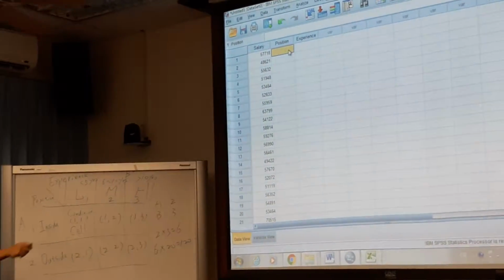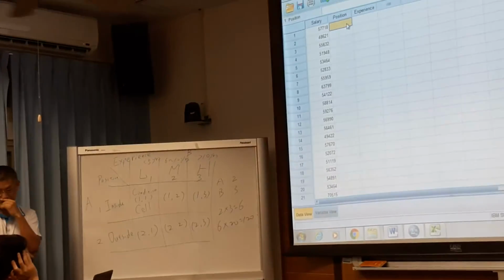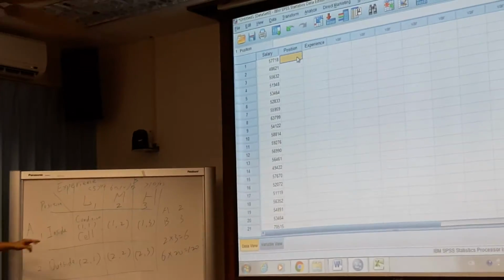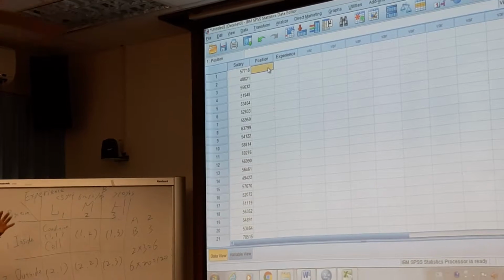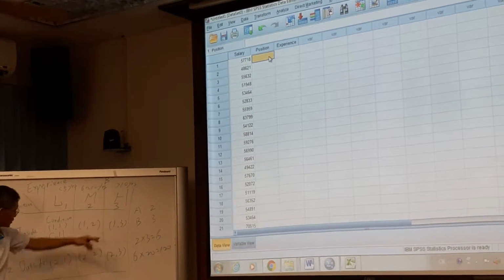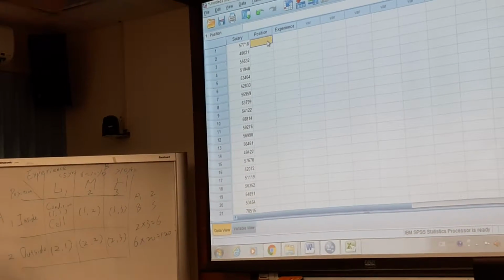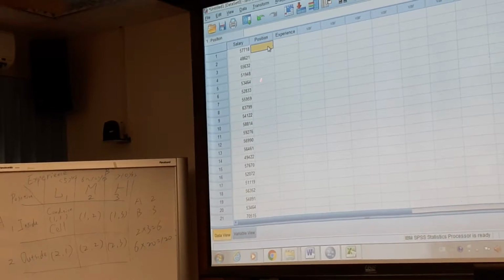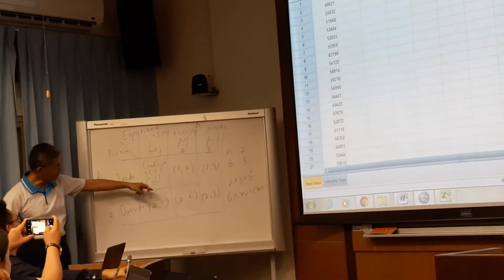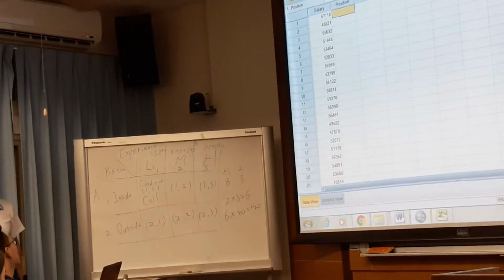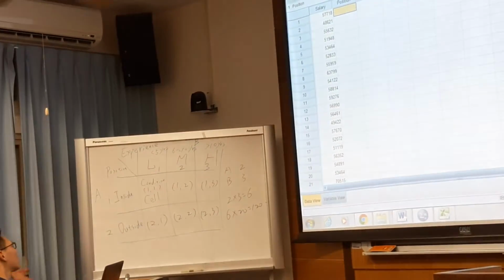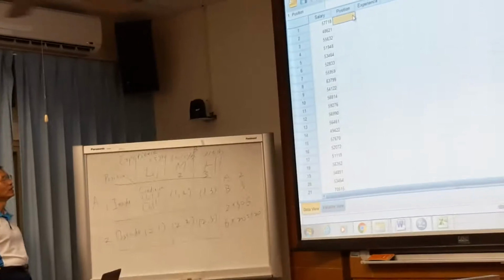Tell me, what's the number we have? We have 1, 1, 1, 1, 1. So we will have different combinations: 1,1, 1,2, 1,3, 2,1, 2,2, 2,3. For the position, the first 20 observations, we type 1 for each of them.